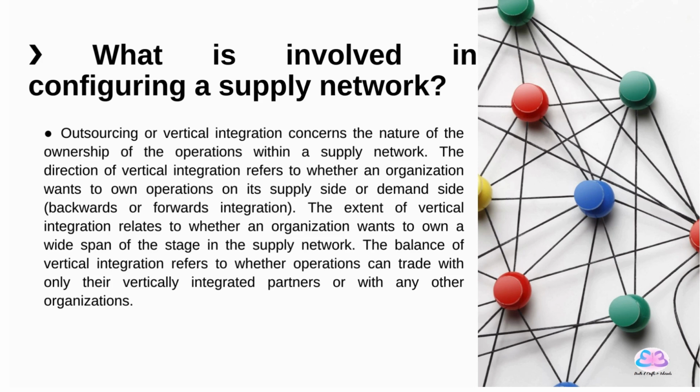The direction of vertical integration refers to whether an organization wants to own operations on its supply side or demand side. The extent of vertical integration relates to whether an organization wants to own a wide span of the stages in the supply network. The balance of vertical integration refers to whether operations can trade with only their vertically integrated partners or with any other organizations.